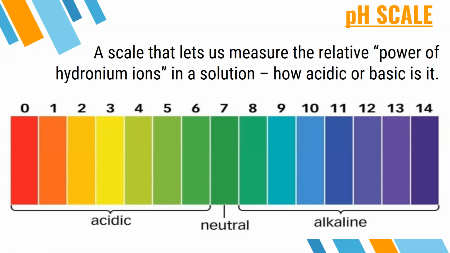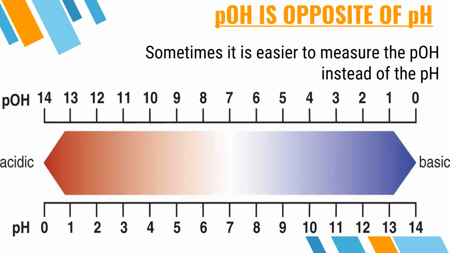We also have, instead of pH, we could measure pOH. Instead of measuring the hydronium ions, right, the hydrogen ions, we could measure the hydroxide. It's just backwards. They're both on a scale of 0 to 14. And you can see, well, if the pH is 0, the opposite of that would be 14. If it's 1, the opposite would be 13. The scales are flipped.